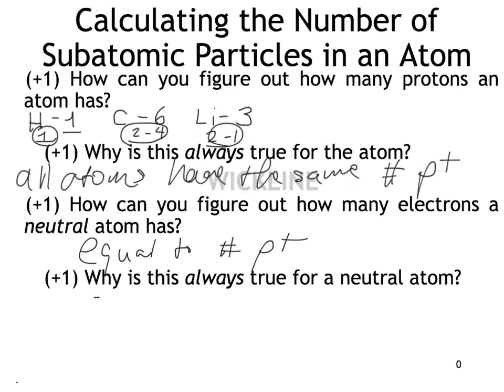This is always true, basically because protons are positive 1 charge and electrons are negative 1 charge. Therefore, if the atom is neutral, then they're going to be equal in protons and electrons.